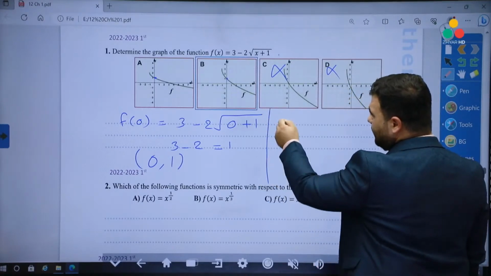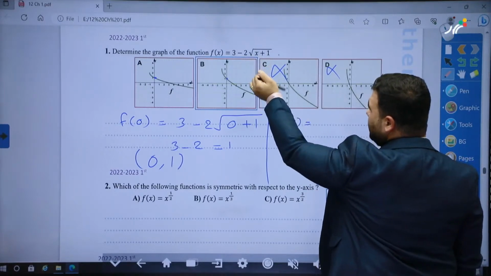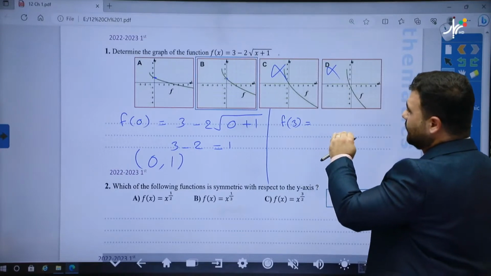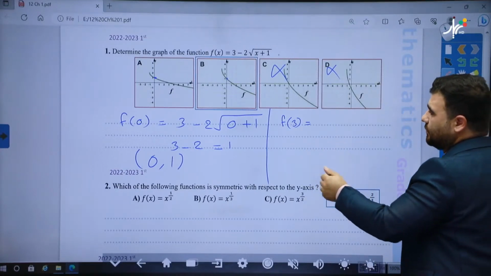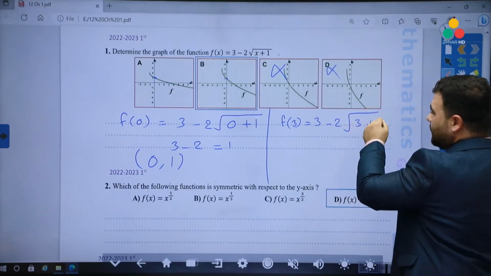When x is 3, why do I choose 3? Because 3 plus 1 will be 4. 4 is a square number. Square root of 4 is 2. This is why. 3 minus 2 times the square root of 3 plus 1.